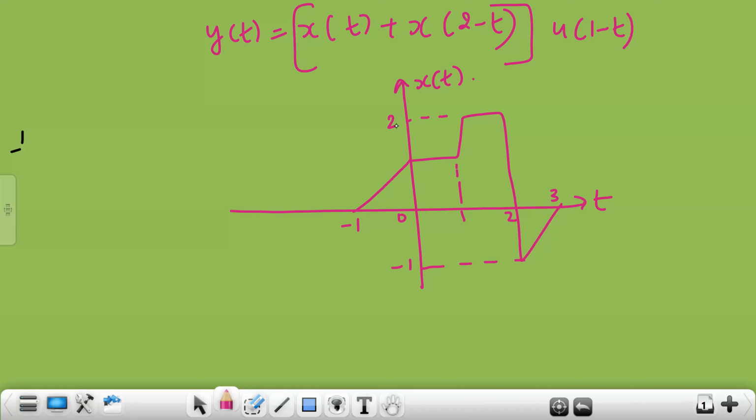Now, first you need to plot x of 2 minus t and add it with x of t, and then the entire signal you need to multiply with u of 1 minus t. So my first objective is to plot x of 2 minus t. x of 2 minus t is nothing but x of minus t plus 2.